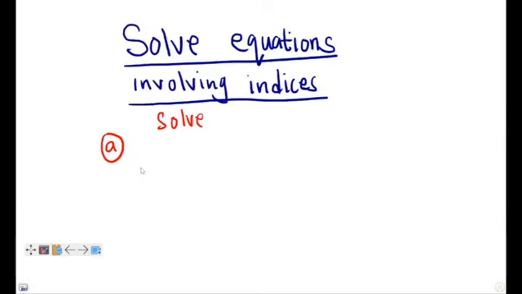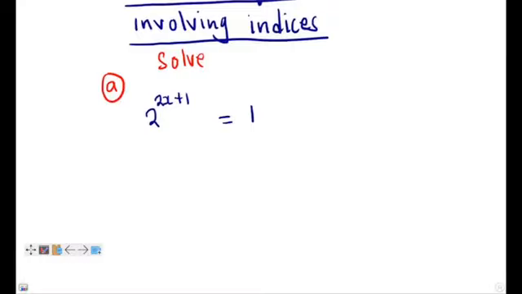So for instance, if we have 2 raised to the power of 2x plus 1 is equal to 1. I will start with this one. How can you solve this equation? To solve this one, what you are going to do first is focus on the right hand side, where you have a 1. Here the base is 2, here the base is 1. So what do you do for this one?